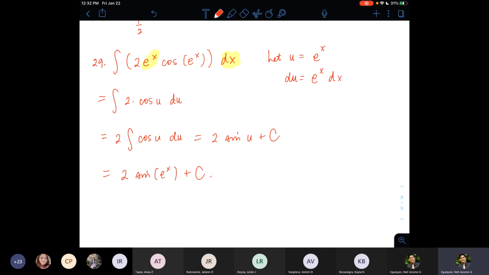Good? Okay. Let me see problems 28 and 30. Problem 28 would be the same process. If you look at problem 28, you can let u be equal to x squared. And then for problem 30, you just let u be equal to 5x. Same process.